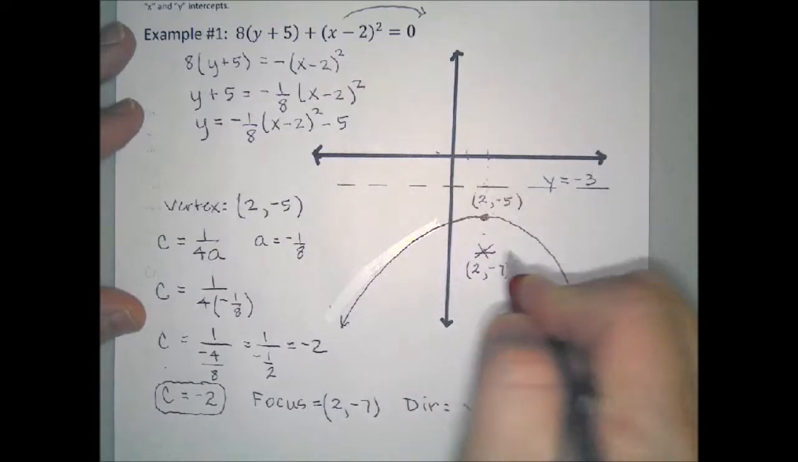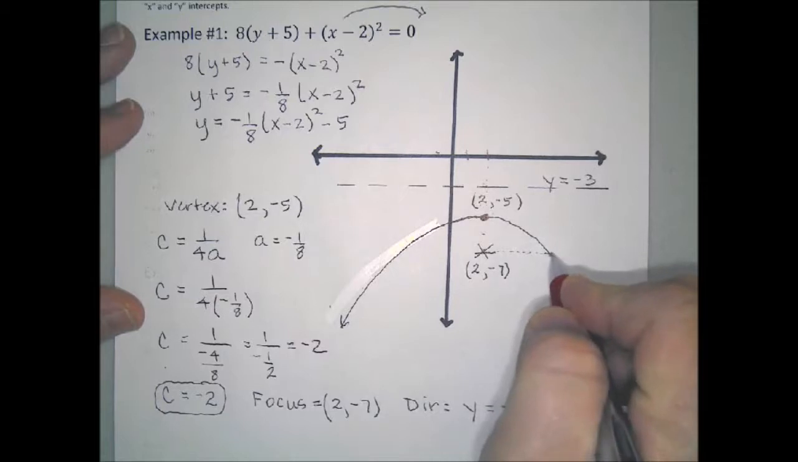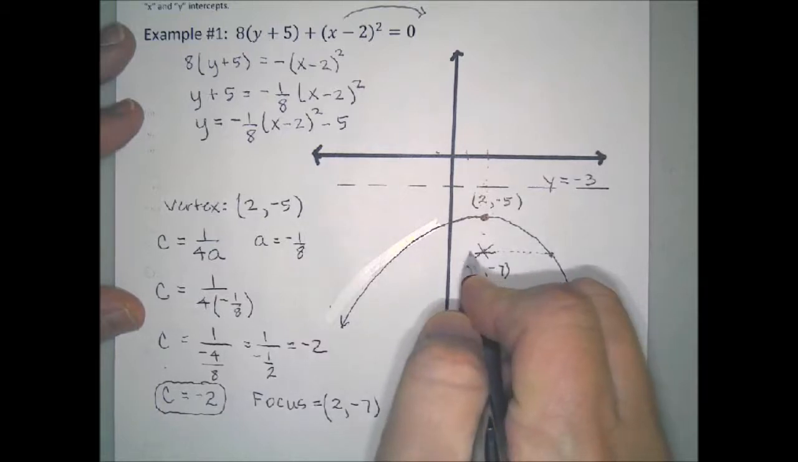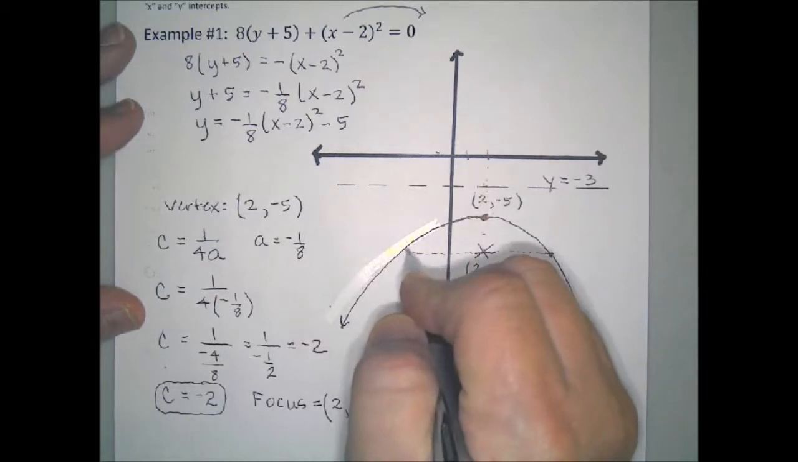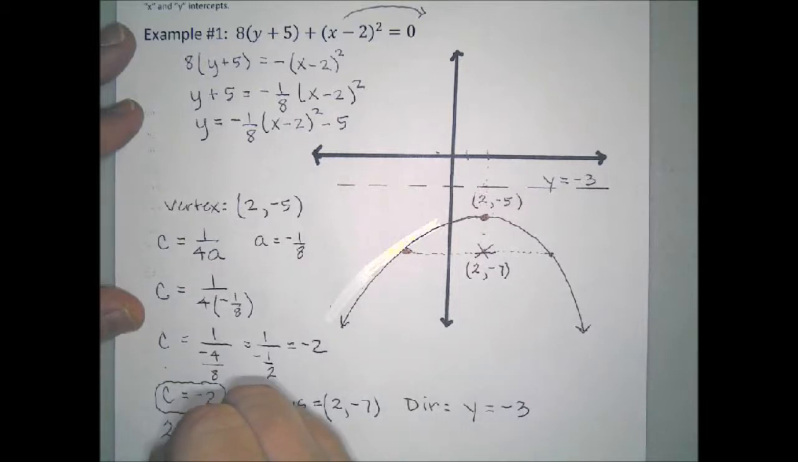Now we want to know the focal chord endpoints. If I went from the focus and came over here and hit the parabola, and then I came over here and hit the parabola, what would those points be? Okay, well, that depends on 2C. Well, if C is negative 2, then 2C would be, I'm just going to call it positive 4, not negative 4, because remember, it's just a distance.